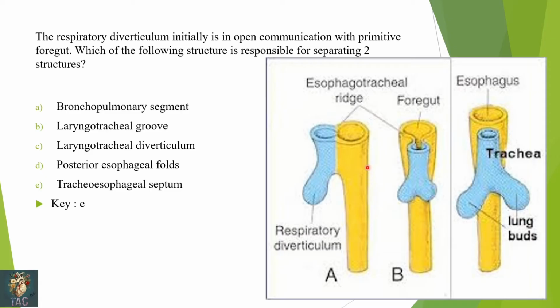Here you can see in this diagram, this is the part of the foregut, and this is the esophagus, this is the tracheal tube, and this over here is initially called the esophagotracheal ridge, which later on forms the septum and separates the esophagus and the trachea from each other. So this is the tracheoesophageal septum.